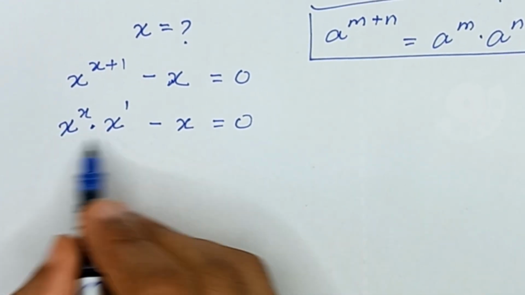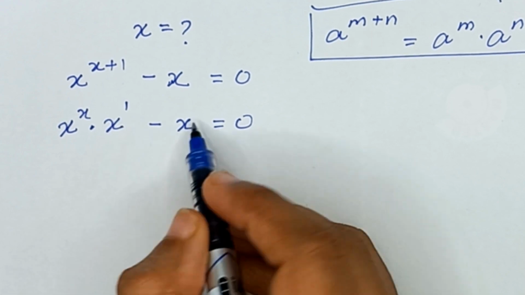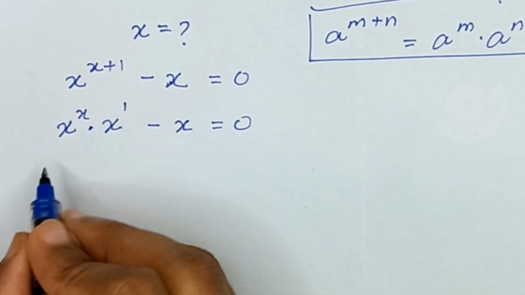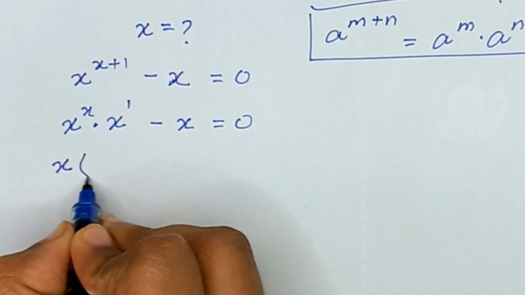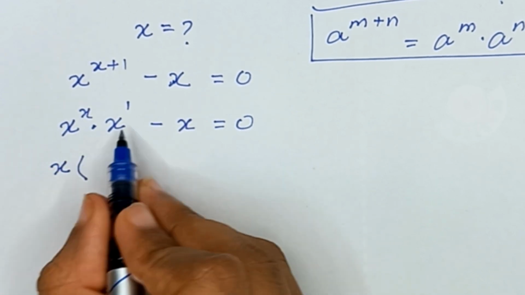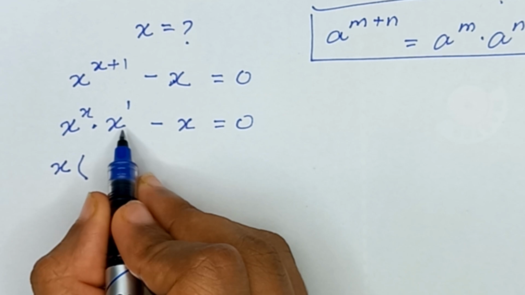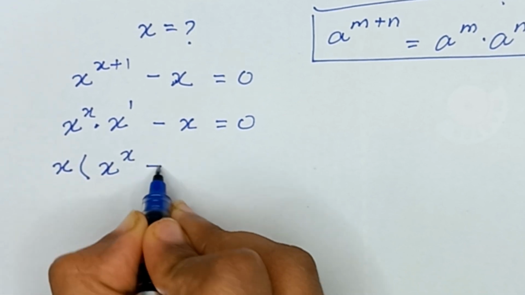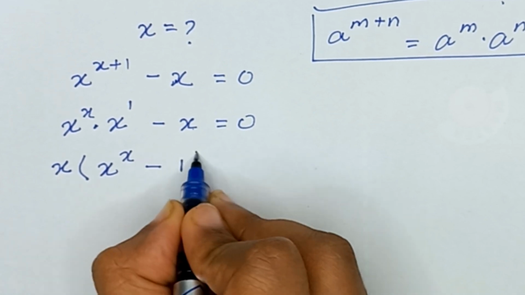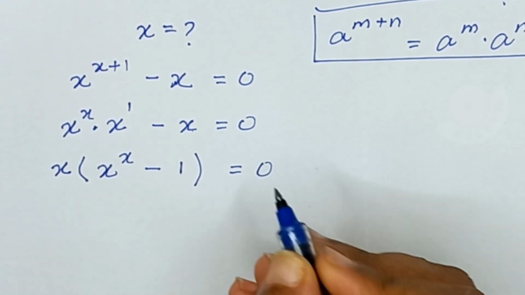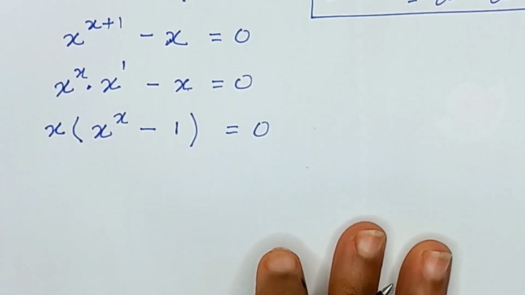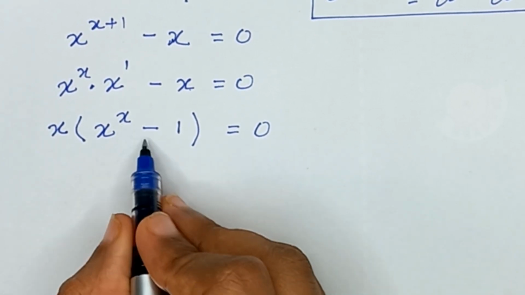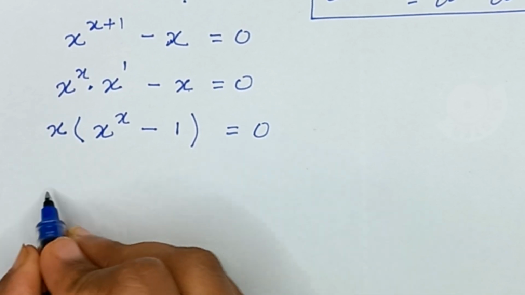So here we have x and here we have also x. It means in both terms x is common. So x raised to the power x into x divided by x will be x raised to the power x, minus this x divided by x will be 1, is equal to 0. So here we have two cases, that x is equal to 0 and x raised to the power x minus 1 is equal to 0.